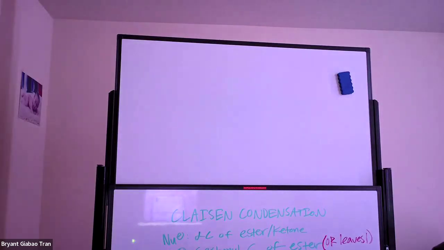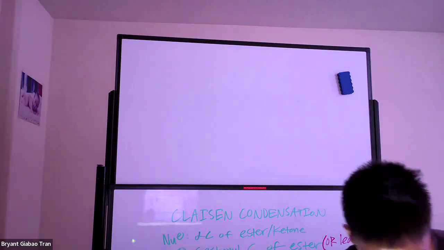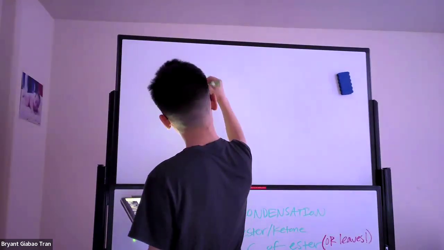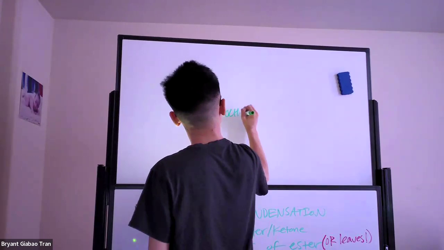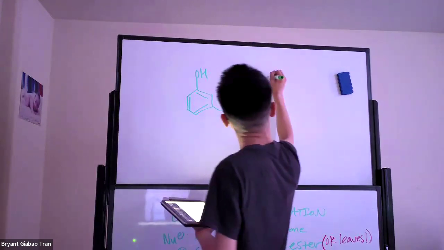How many 13C NMR peaks would you expect for the following molecule? So the molecule they gave us is this benzene ring, OH, OCH3. For 13C NMR, the number of peaks would be the number of unique carbons we have in the structure.